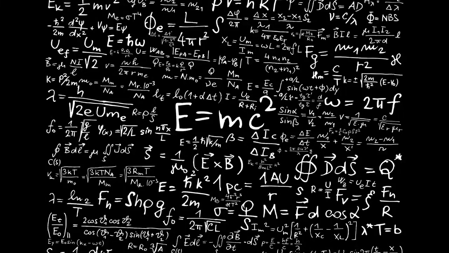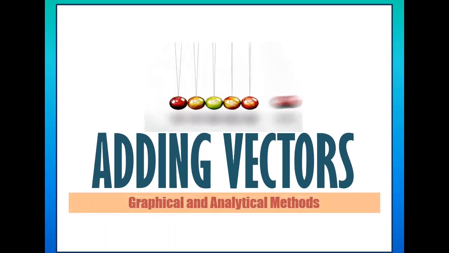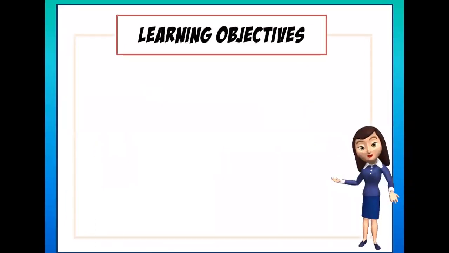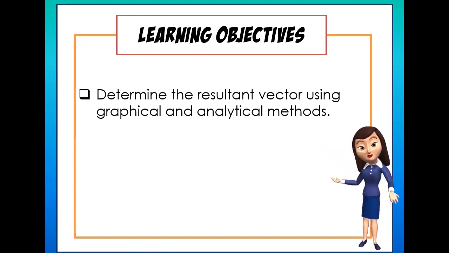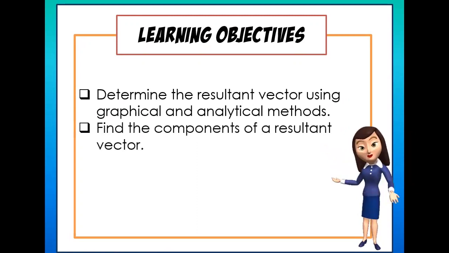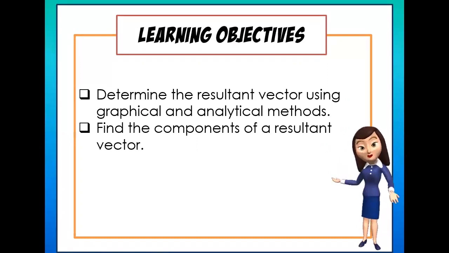Good day, class. Our topic for today still has something to do with adding vectors, but to be more specific, we are to discuss graphical and analytical methods. Here are the learning objectives. First, determine the resultant vector using graphical and analytical methods. And second, find the components of a resultant vector.